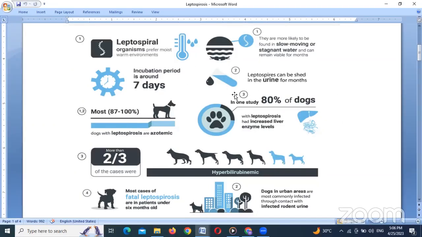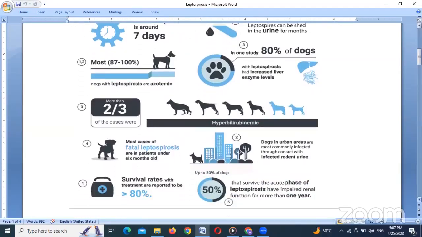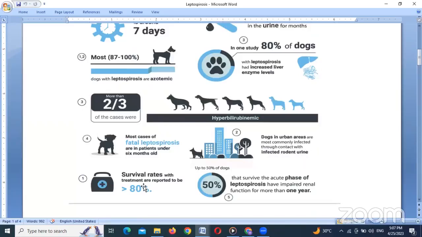In this table, this picture, just quickly skim and scan. This is the environment where the leptospira lives, slow moving, in stagnant water. Incubation period here. It sheds in the urine. Most of the dogs are azotemic. It can affect the liver also. Two thirds of cases are hyperbilirubinemia. Most fatal cases are in patients under 6 months old. Dogs in urban areas are most commonly infected. The survival rate is 80%, then the acute phase. So we need to skim and scan quickly.